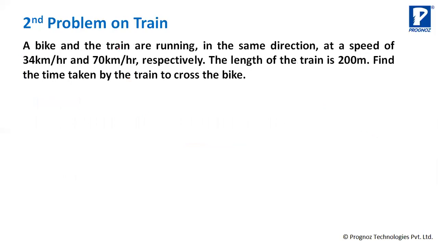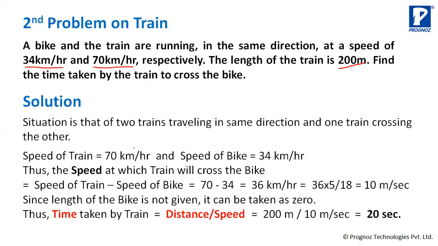Let's see the second problem. A bike and a train are running in the same direction at a speed of 34 km per hour and 70 km per hour respectively. Speed of the bike is 34 kilometers per hour, speed of the train is 70 kilometers per hour. The length of the train is 200 meters. Find the time taken by the train to cross the bike. Now, this is the same situation as two trains traveling in the same direction. Here, instead of another train, it is a bike, but both are traveling in the same direction. So the situation is that of two trains traveling in the same direction and one train crossing the other.